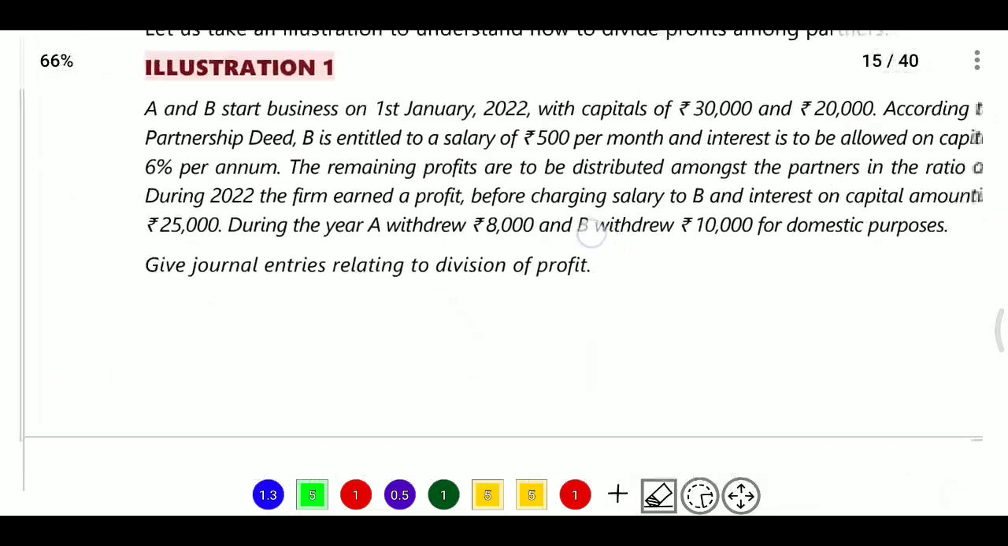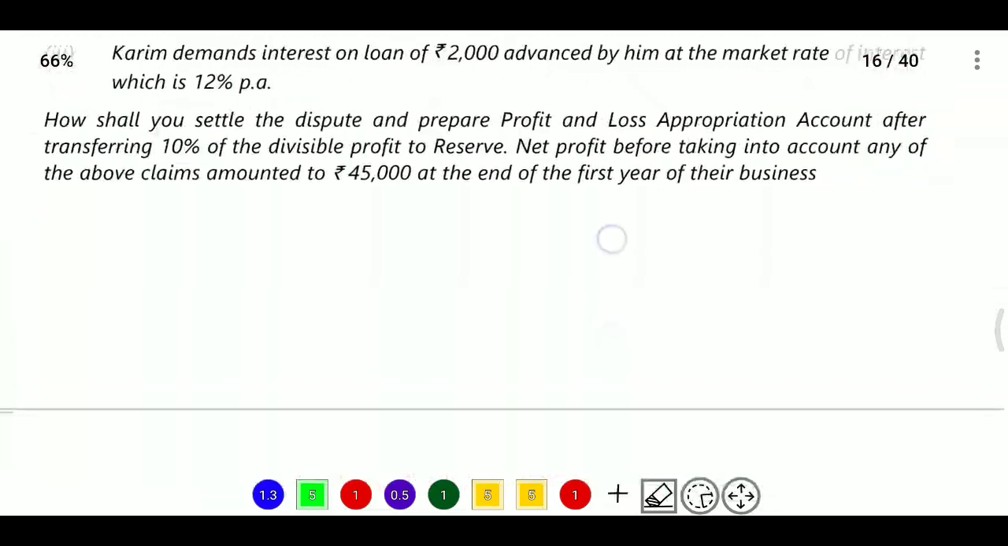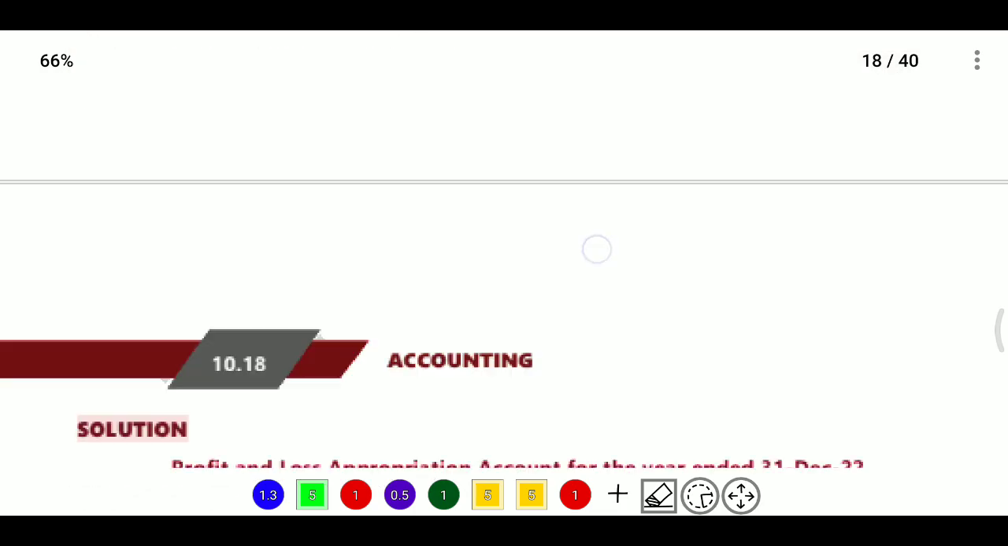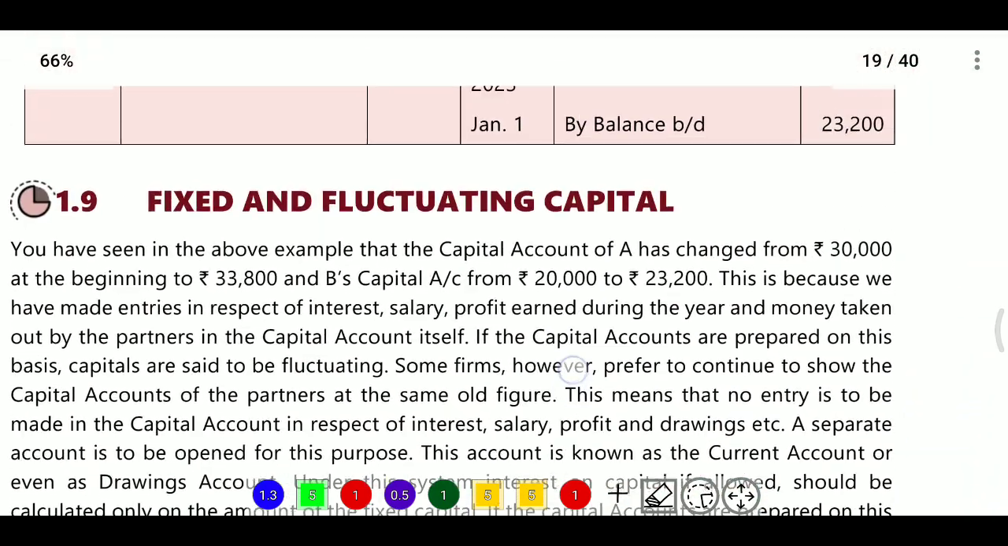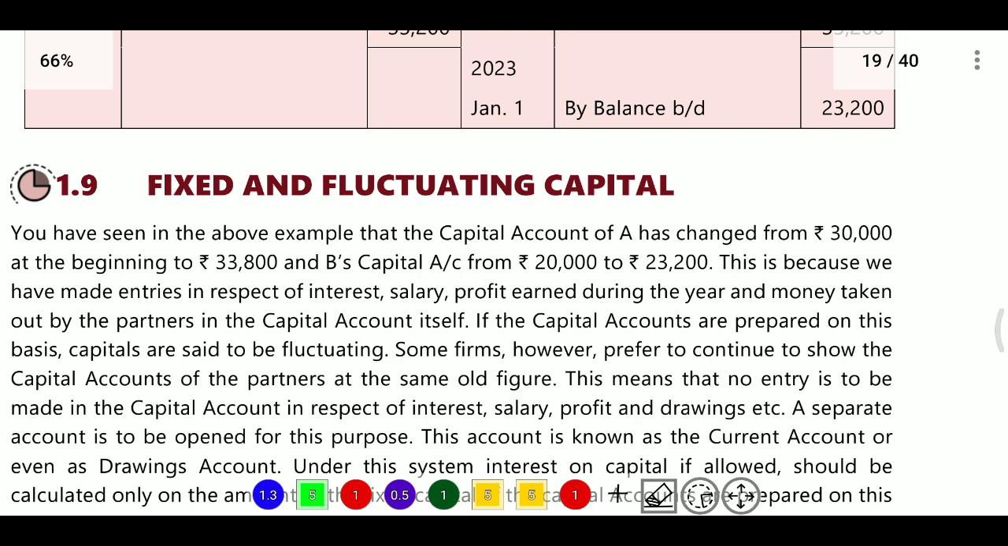Now after the profit and loss account we have capital accounts. So there are different types of capital accounts. The capital account will be of two types: one is fixed versus fluctuating capital. Partners can maintain either a fixed capital or a fluctuating capital. For example, in the fixed capital method, each partner's capital remains constant, while the current account reflects their drawings, interest on capital. It will show in the current account.